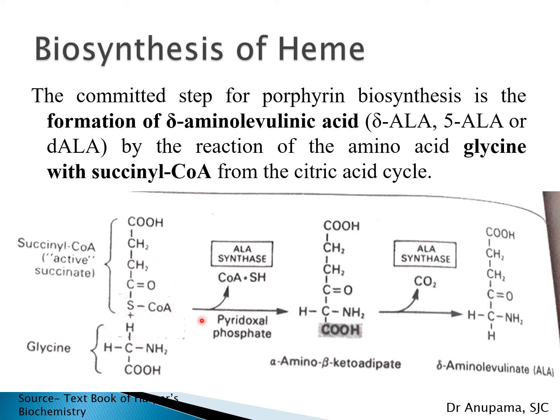So in the initial step, which requires the cofactor pyridoxal phosphate, condensation between glycine and succinyl-CoA results in the formation of alpha amino beta keto adipate. This alpha amino beta keto adipate undergoes decarboxylation to form delta aminolevulinate. This is the committed step for porphyrin biosynthesis.